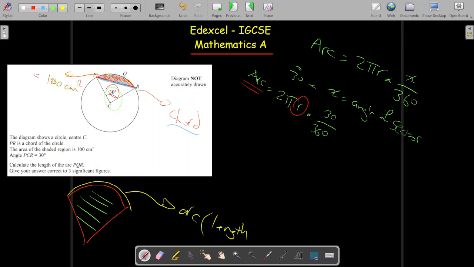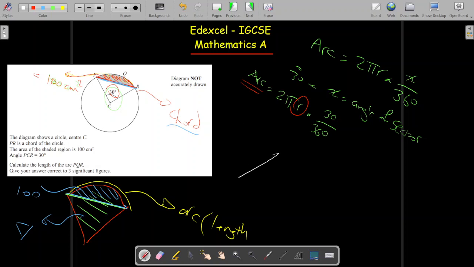Why do you need to find the sector area? Because he was giving you a hint by saying that this shaded area here is equal to 100, right? So what you're trying to find is the radius through figuring out the rest of the area of this problem, and you have a triangle here.